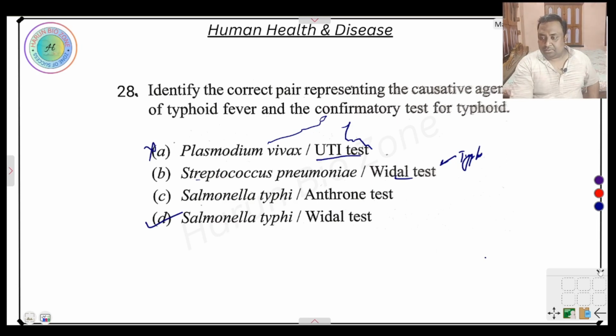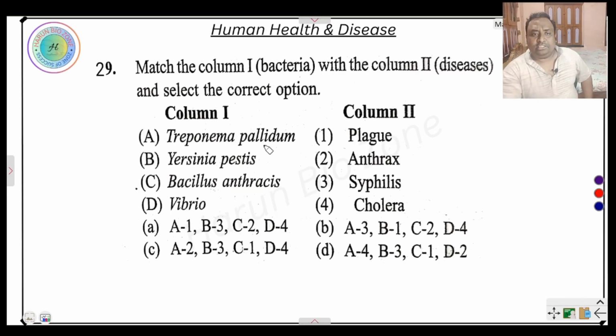The next question, match the column. Treponema pallidum causes syphilis, a sexually transmitted disease. Yersinia pestis is plague, a bacterial disease. Bacillus anthracis causes anthrax, and Vibrio cholerae.